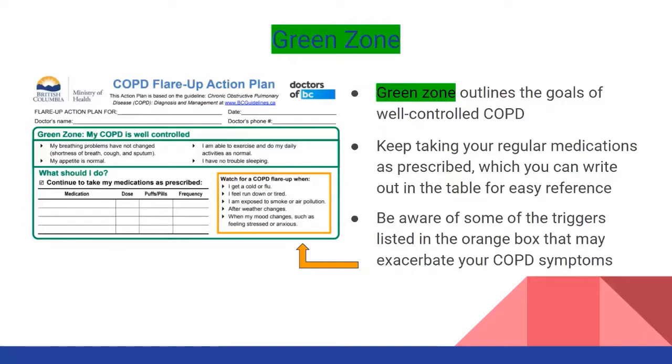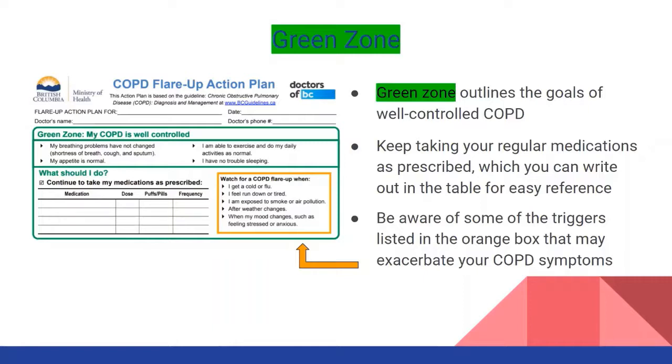At the top of your COPD action plan, we have the green zone, which is where we want you to be as much as possible because it indicates that your COPD is well controlled and that you are not experiencing a flare-up. The goals of well-controlled COPD are that your breathing problems do not get worse, that your appetite remains normal, that you are able to exercise and do your daily activities as normal, and that you do not experience trouble sleeping, which are all outlined in this green zone. If you are meeting these goals, then you should keep taking your regular medications as prescribed by your doctor because this will help maintain lung health and prevent flare-ups.